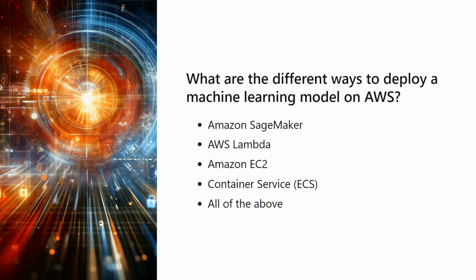Alright, here comes the next question. What are the different ways to deploy a machine learning model on AWS? Amazon SageMaker, AWS Lambda, Amazon EC2, Container Service, ECS, all of the above.